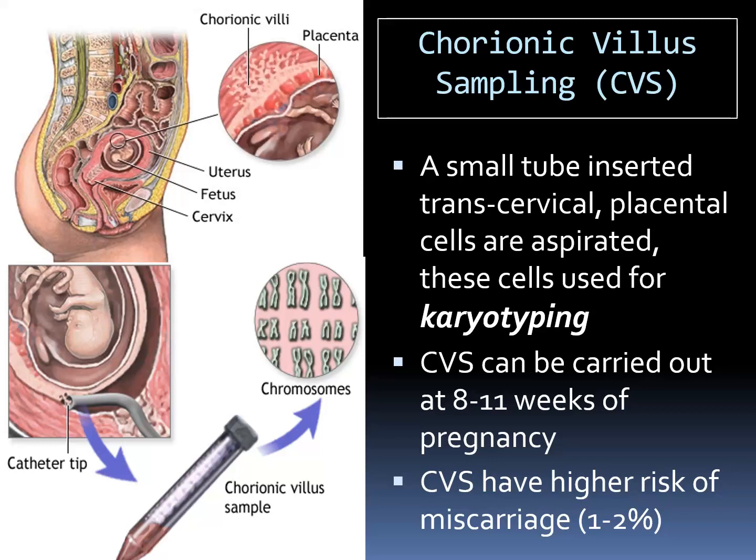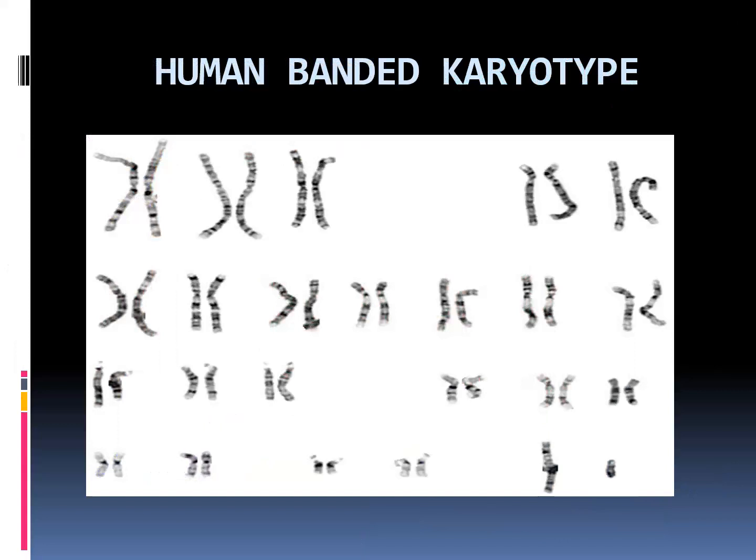As we said, in amniocentesis the danger is much less, the possibility of miscarriage and complications are less, but we have to do it later, between 14 and 16 weeks of gestation. And then we go for a human banded karyotyping to know if we have chromosomal aberrations. We'll speak about karyotyping in more detail when we speak about chromosomal aberrations. This will be another presentation for you.